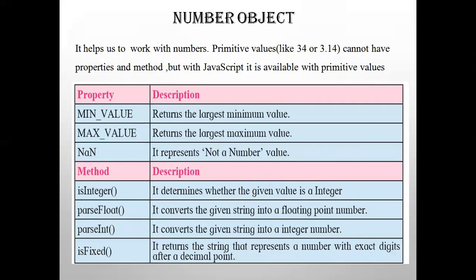In the previous session, we learned about the string object, the various properties and the methods related to the string object. Now this session we are learning the number object. It helps us to work with numbers. This object represents the numerical data, either integers or floating point numbers. Floating point means decimal numbers.